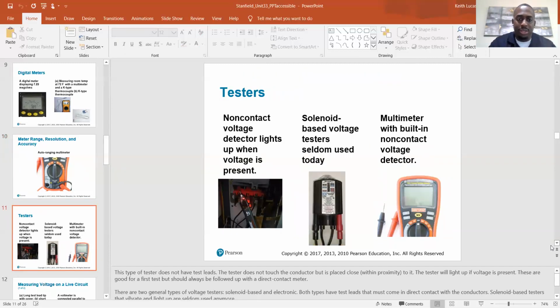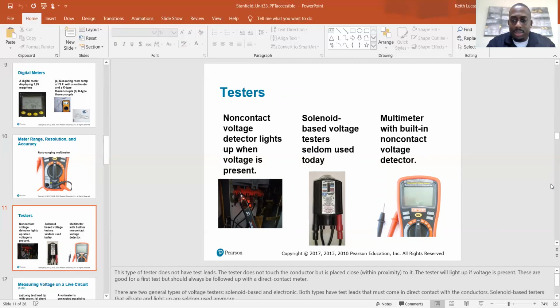I don't have to really focus on all that. I just pull it out and I just get right to what I'm trying to do. So testers. Over here you have a non-contact voltage tester. It says this type of tester does not have test leads. The tester does not touch the conductor, but it is placed close or within proximity to it. The tester will light up if voltage is present.